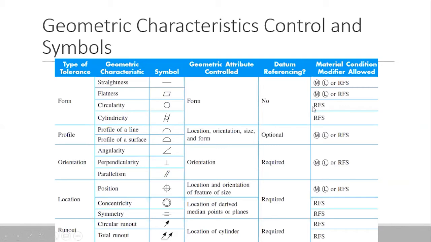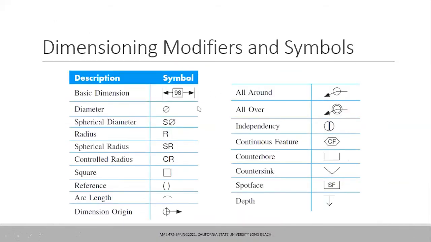So this slide just shows you the different symbols and the corresponding geometric characteristics that are controlled in the drawing using GD&T symbols. These are some more symbols which you probably have come across earlier. Basic dimension, as you can see, is mentioned in a box. Diameter, spherical diameter, these are all very common symbols. These are symbols you probably have seen in welding drawings. If you have seen any drawing which requires welding of the parts, you probably have come across this symbol, which requires all around weld.